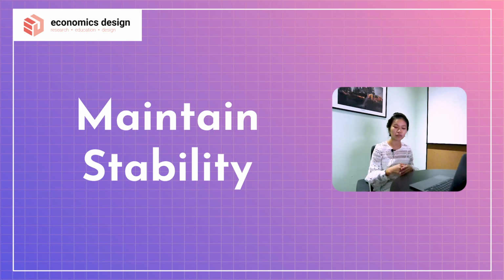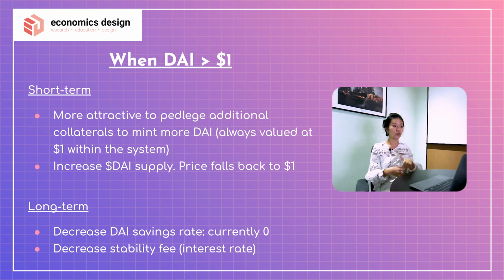How cool is that? So, what are two scenarios where DAI is not stable? The first is when it's more than $1, and the second is when it's less than $1. When it's more than $1, there are two ways to deal with it, short-term and long-term, just like a central bank. In the short term, the system always values it as $1, but in the outside system, when people are trading, it's maybe $1.05. So if I can mint it at $1 and trade it outside at $1.05, I just earn 5 cents from nothing. It's called arbitrage.